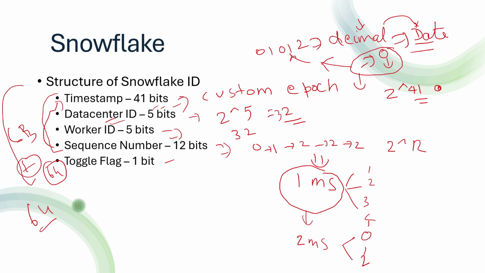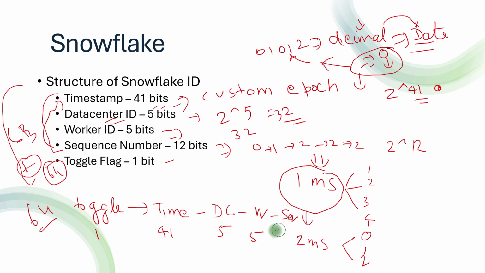So if we have to put it in a sequence, the sign bit comes first, then we have the timestamp, then the data center, then the worker. This is 1 bit, this is 41 bits, this is 5 bits, this is 5 bits, right? And then we have the sequence number, which here is 12 bits. So in combination, this makes it 64 bits. That is how it is implemented.